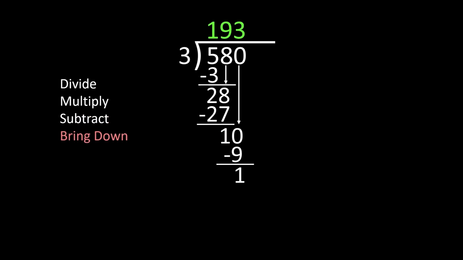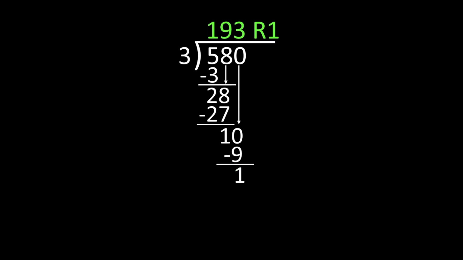And now I'm back at the bring down step, and I have no numbers left to bring down here, which means this 1 is now my remainder. And we're going to show it with our quotient as R1, remainder 1. 580 divided by 3 is 193, remainder 1.